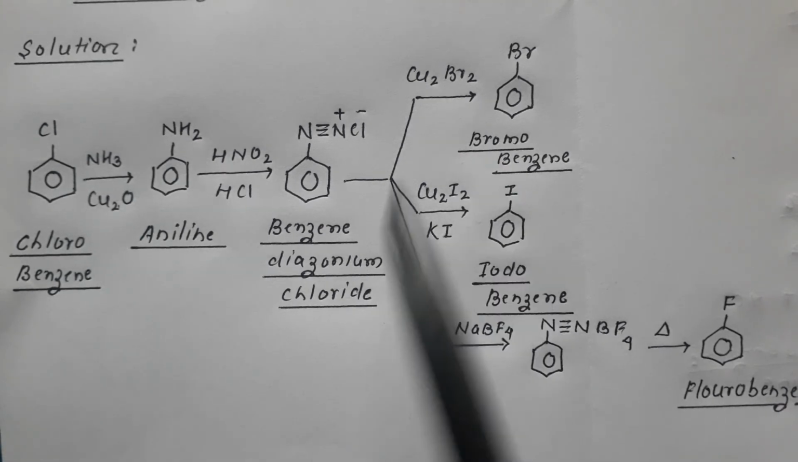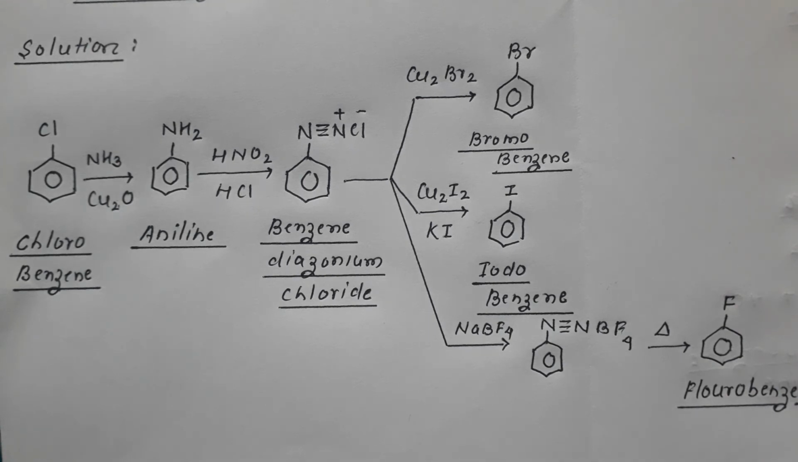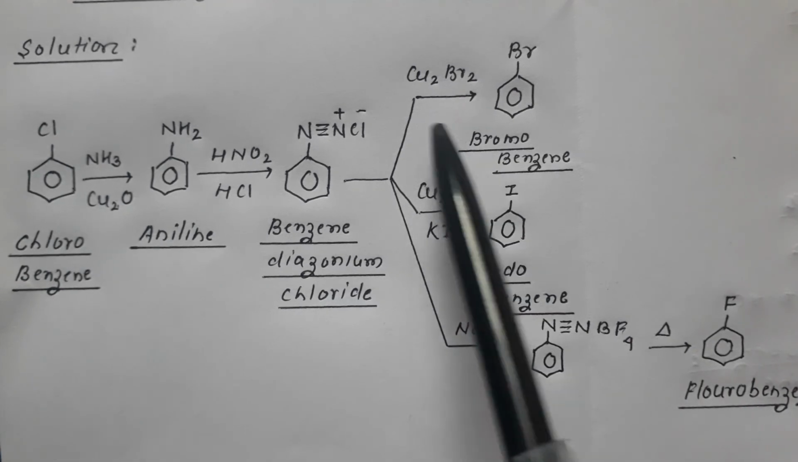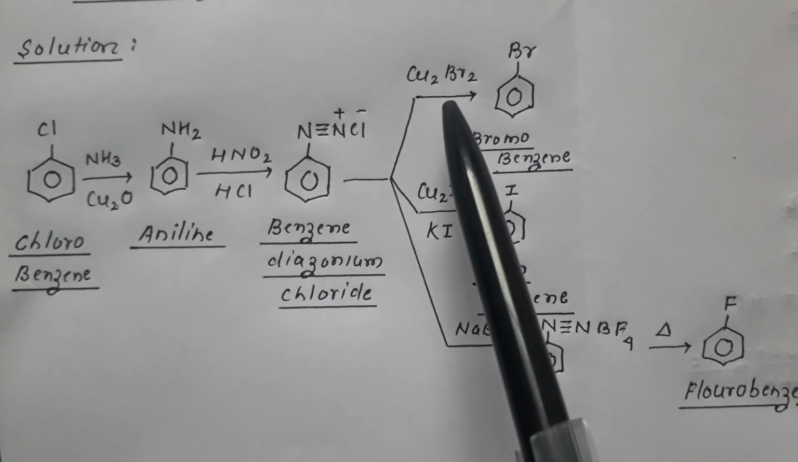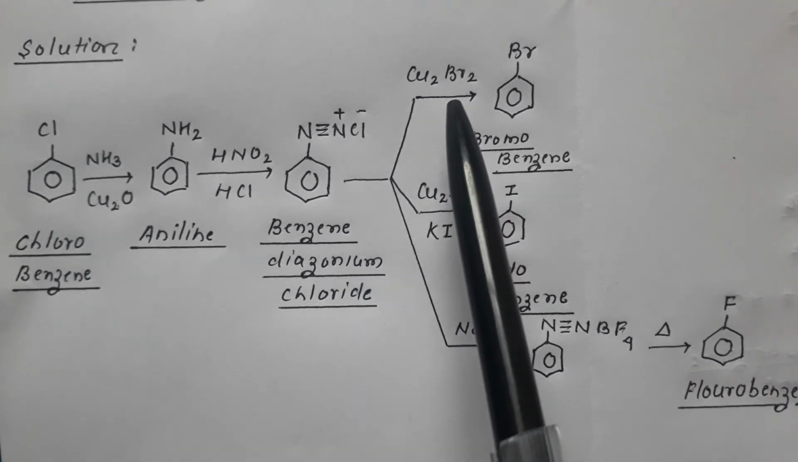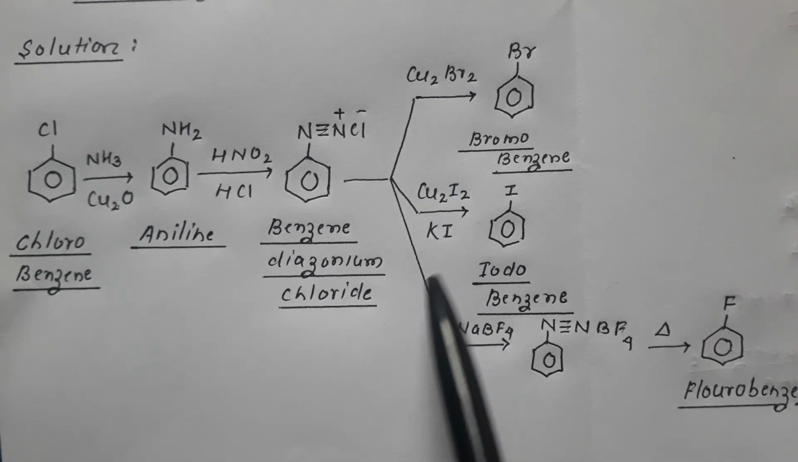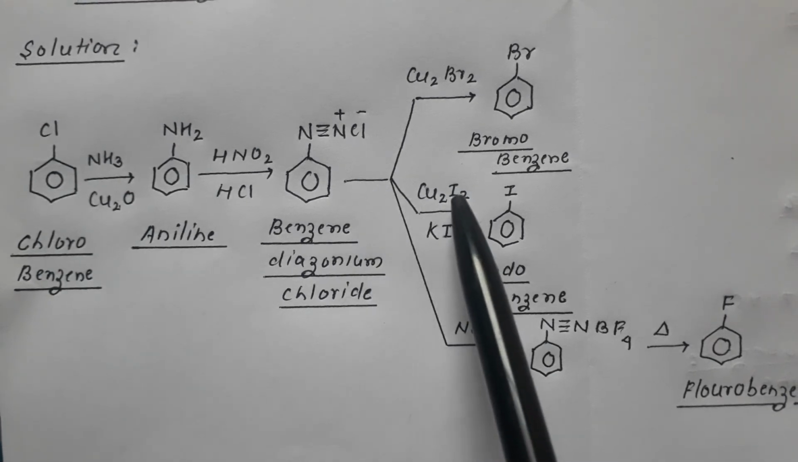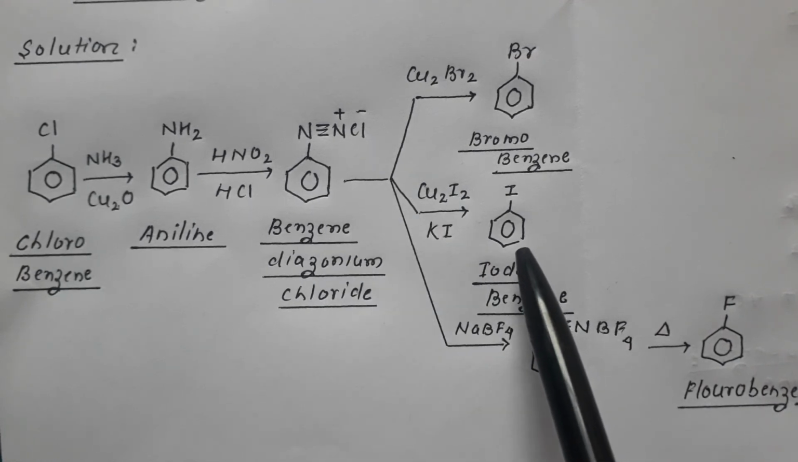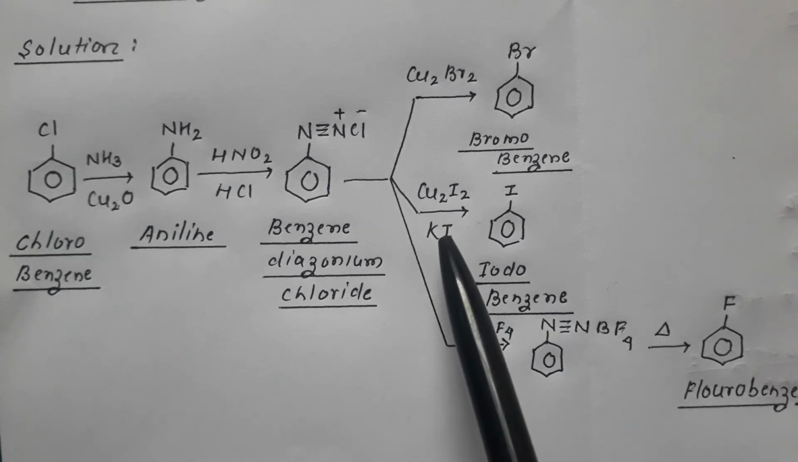If you remember, we have already dealt with this. This reaction is called Sandmeyer's reaction. You may refer to the video on Sandmeyer's reaction. Over here also I am dealing with that: benzene diazonium chloride, when made to react with cuprous bromide to convert it into bromobenzene, it is termed Sandmeyer's reaction. Similarly, instead of cuprous bromide, if I use cuprous iodide or potassium iodide, again the I will come on the ring and convert it into iodobenzene. This conversion is also termed Sandmeyer's reaction.